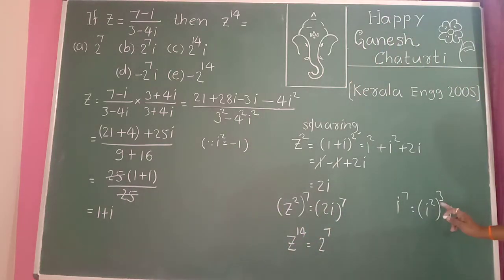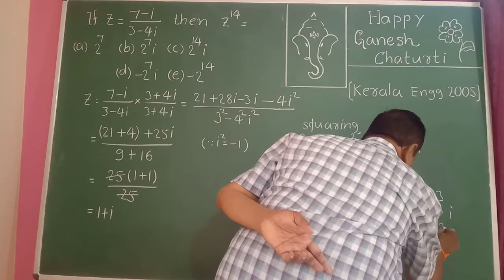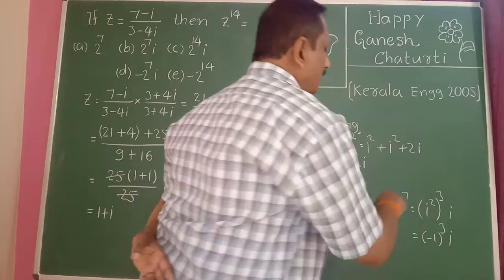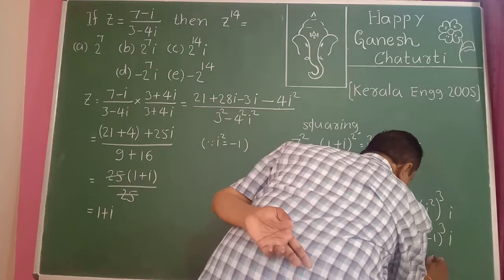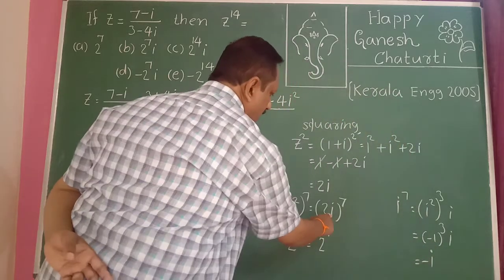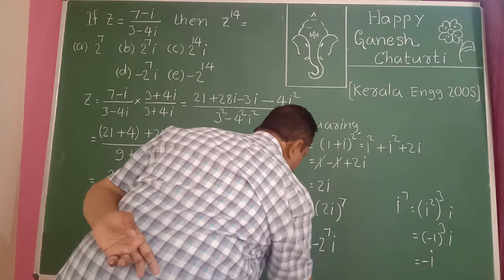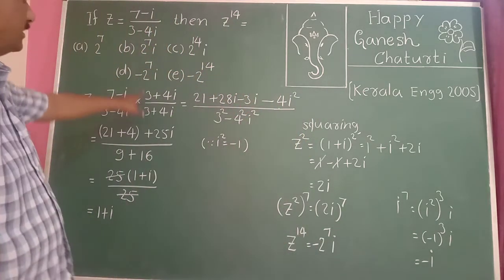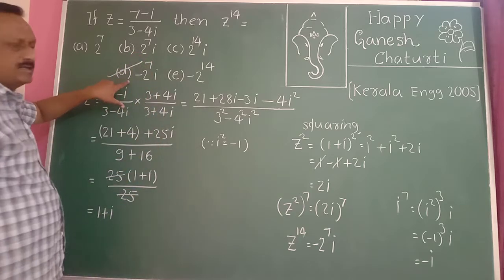Okay, because 3 2s are 6 here and 6 plus 1 becomes 7 here. And you know i square is minus 1. Minus 1 raised to 3 into i: minus 1 raised to 3 is minus 1 here. Minus 1 into i becomes minus i. So therefore i raised to 7 is minus i. Therefore minus 2 raised to 7 into i. So D is the answer here.